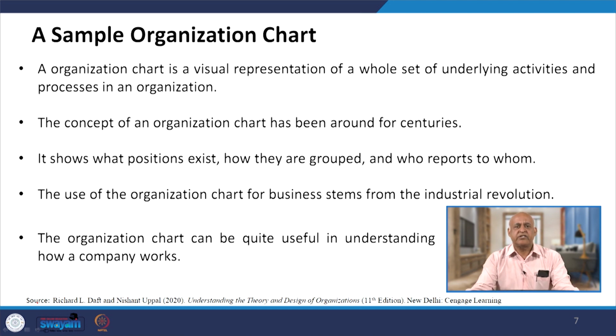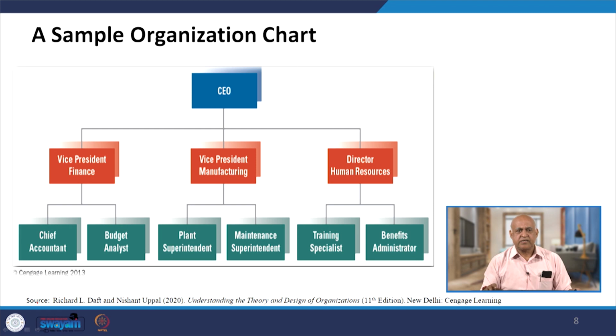The concept of an organization chart has been around for centuries. It shows what positions exist, how they are grouped, and who reports to whom, that is, the job and responsibility and the reporting system. The use of the organization chart in business stems from the industrial revolution. The organization chart can be quite useful in understanding how a company works, and therefore it is always better, because the organization structure becomes more and more explanatory and comfortable for the employees.